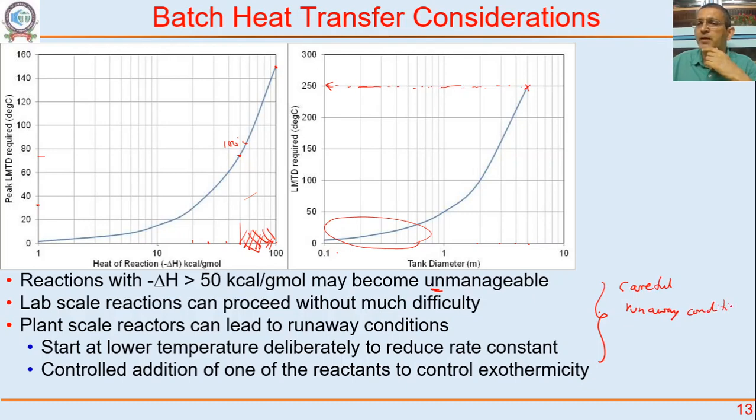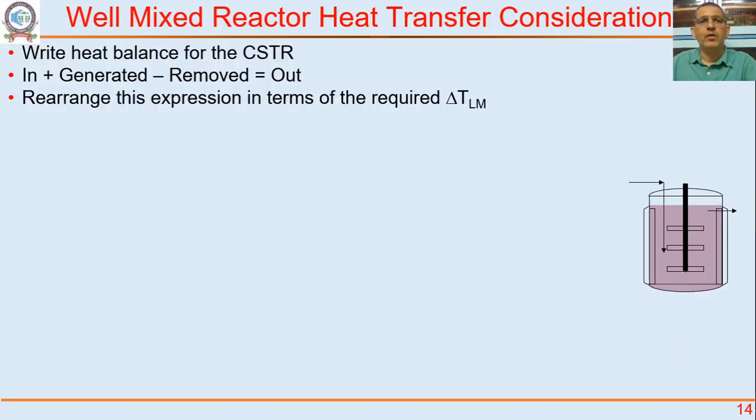Runaway means temperature rises abnormally fast. Why? Because the heat removal rate becomes less than my heat generation rate, so temperature keeps on building. Okay, let's write it for a well mixed reactor now.